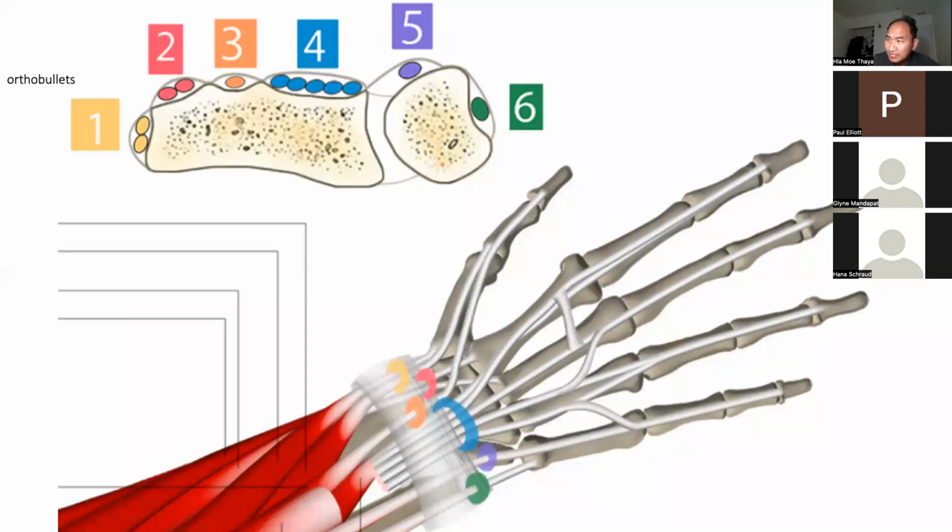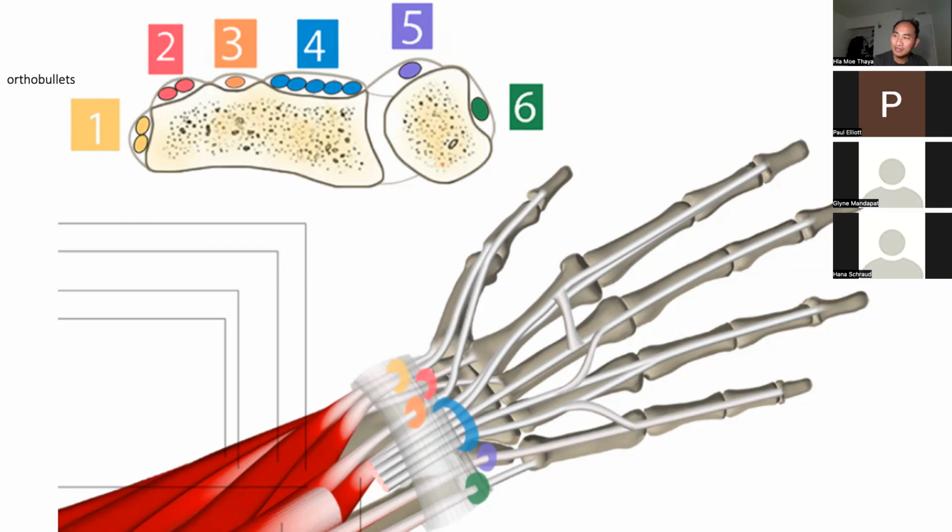So now let's look at the extensor pollicis longus tendon, which is number 3, orange color. That is the extensor pollicis longus tendon. If you follow it, it will bend, and then it will go down to the distal phalanx here. But if you look at the abductor pollicis longus and extensor pollicis brevis tendon, that brevis tendon is going to stop just at the base of the proximal phalanx. You see?